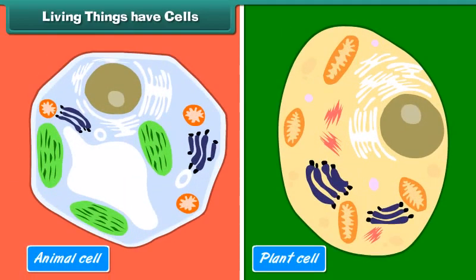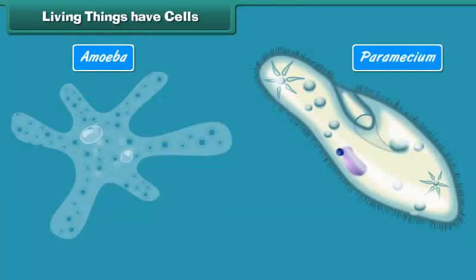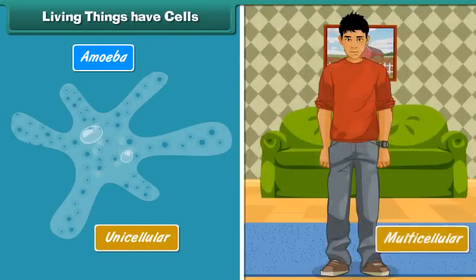The cells are made of protoplasm or living matter. All the body functions and properties of life are due to protoplasm. Some living organisms like amoeba and paramecium are made up of only one cell; they are called unicellular. Organisms made up of many cells are called multicellular.